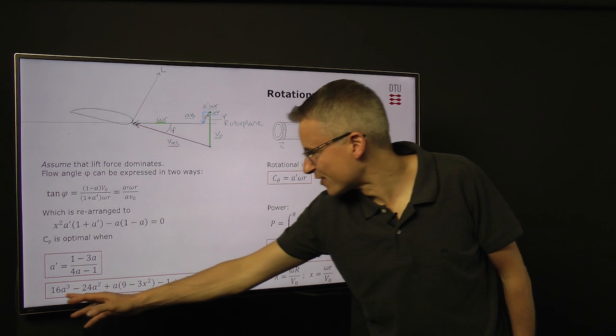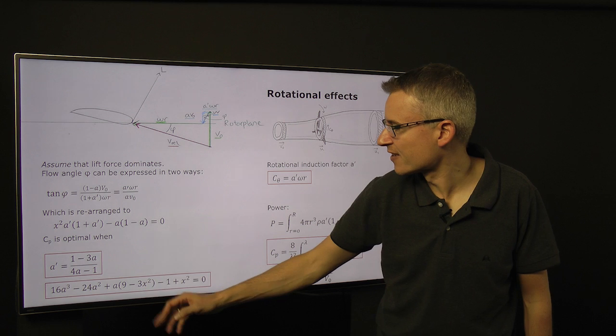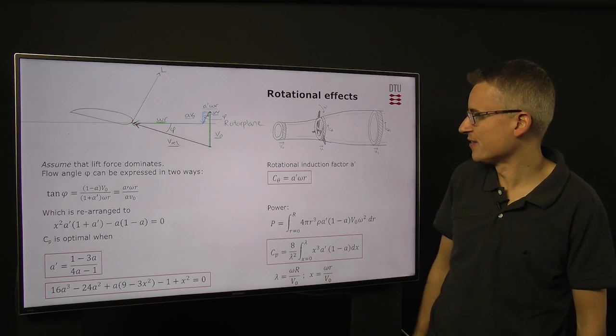And there is a resulting equation that comes out of that, which tells you that if you know x, you are also able to solve this equation for a. And that's how the optimal a is found.